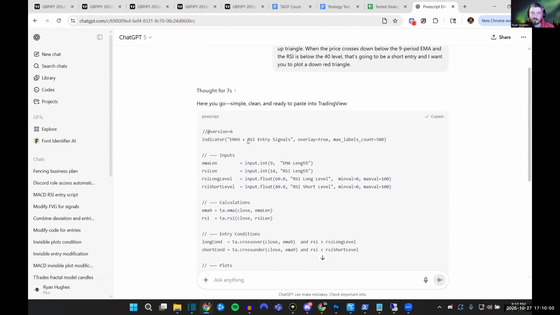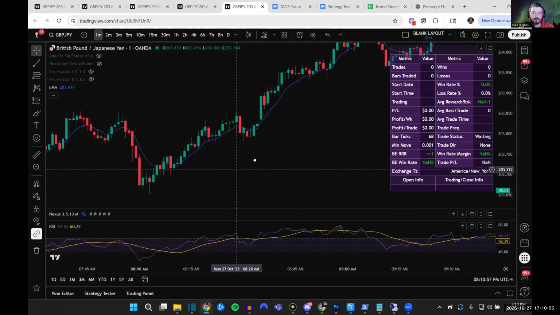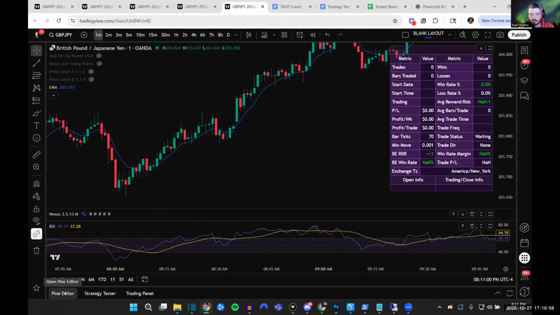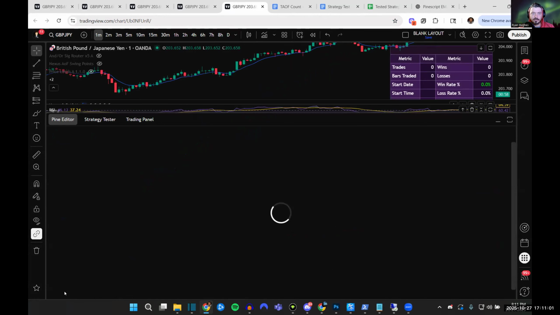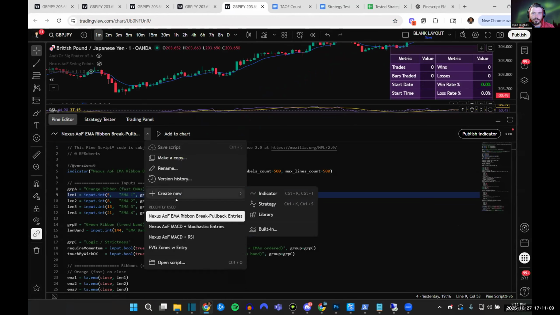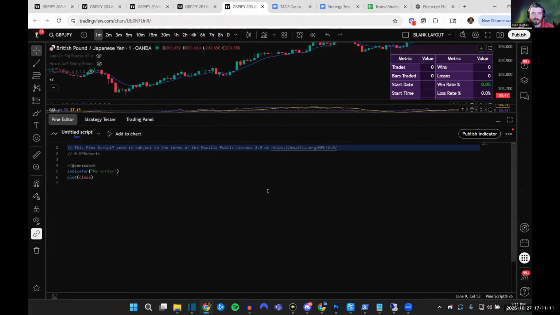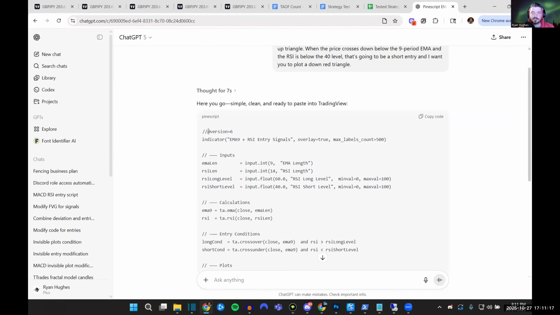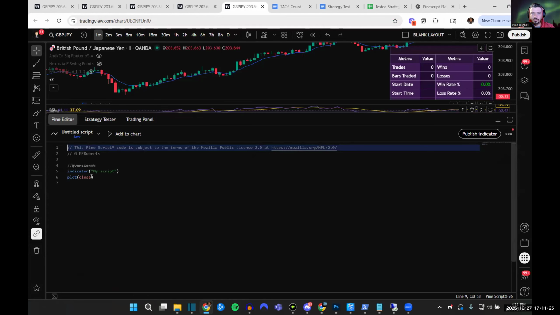So now I'm going to copy this code right here, and jump back over to our screen that we were on. I'm going to go down here into the corner to Pine Editor and click it, and it's going to bring up this. It's probably something I was playing with last. I'm going to click this little down arrow and go to create new indicator. Now, looking back at our Pine script code, you can see that it starts at the version 6 notation at the top. So when we jump back over into our new indicator, we want to delete all this.